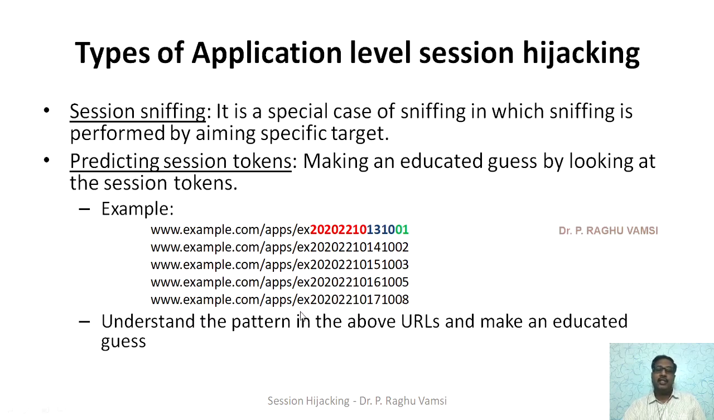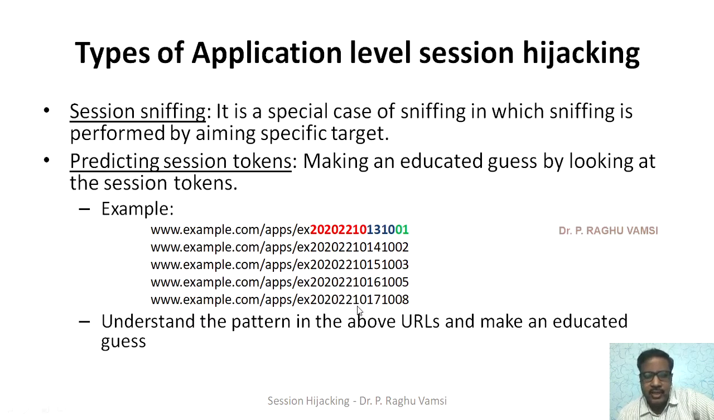So the next session token may be like this: EX 20202210 1810 13. This could be the session ID for the next session. He may make an educated guess, but these session IDs may be generated on the particular day of browsing. The session ID may be generated like this: 2020 is the year number, 22 is the date, and 10 is the month. So year, day, and month.